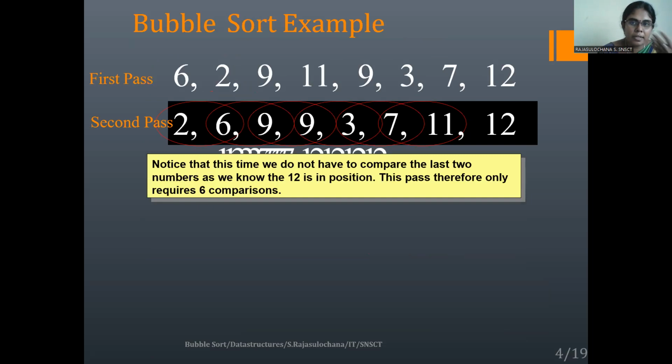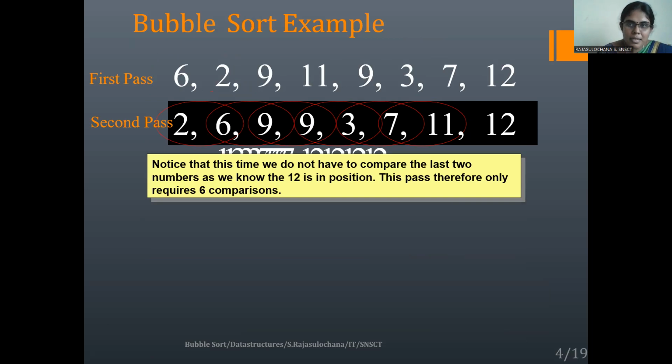Now, we have seen the first pass. Similarly, in the second pass, the same process is continued. Compare 2 and 6, no change because 2 is not greater than 6. Similarly, in the second and third comparisons, there will not be any change. But in the fourth comparison, 9 is greater than 3, so 9 and 3 will be swapped. In the next comparisons, there will not be any change.